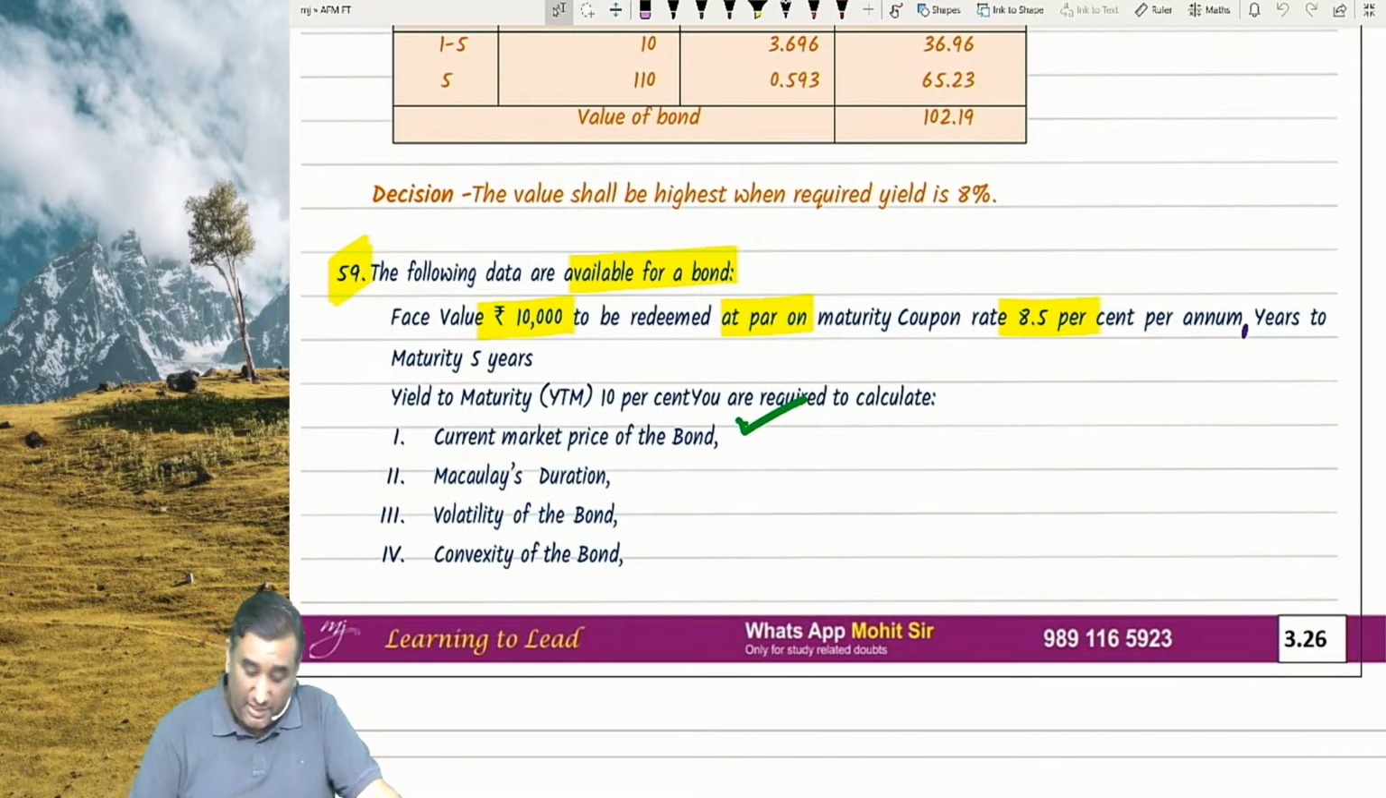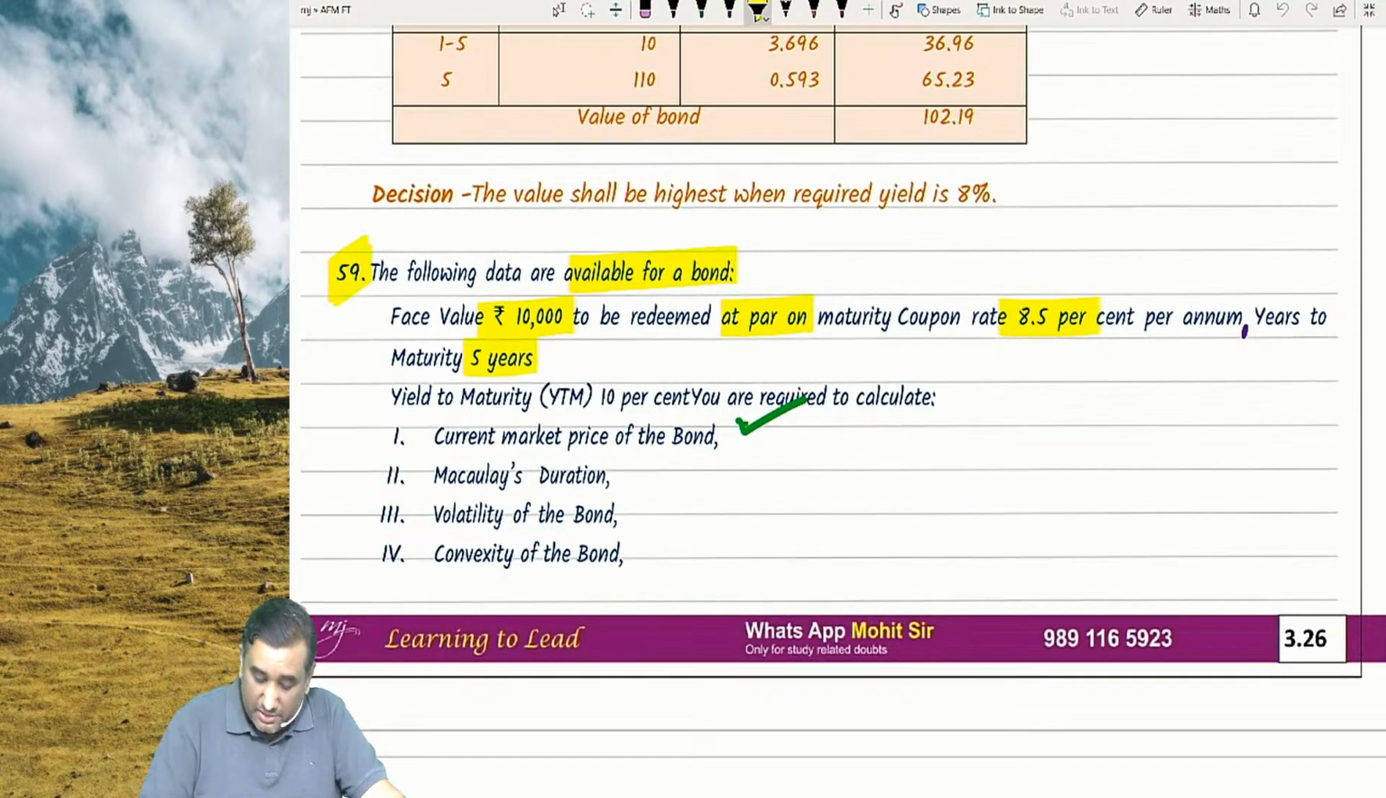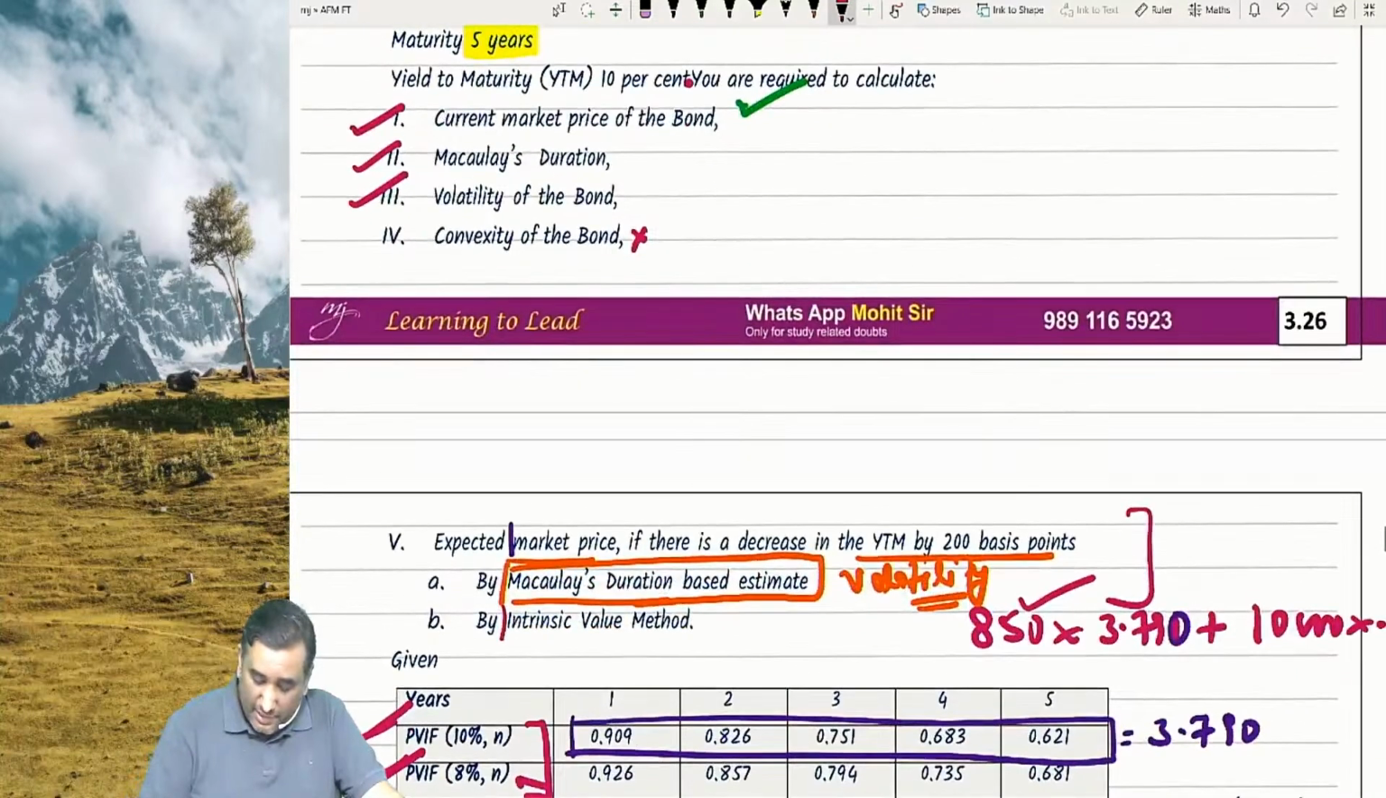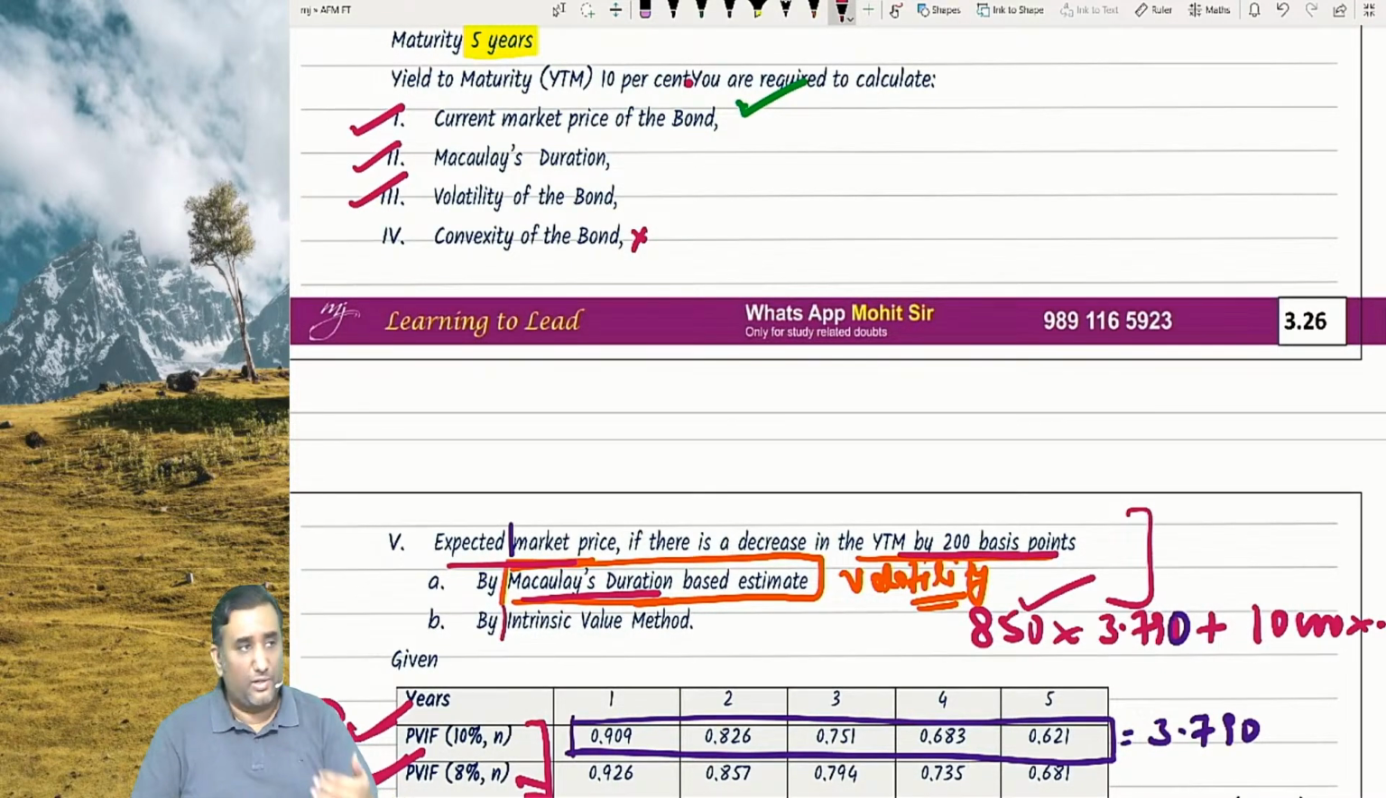When the question comes in exam, first reaction comes. It says face value 1000, redeemable at par, coupon 8.5, years to maturity 5 years, YTM is 10. You are required to calculate the current price of the bond. Can you calculate? Asking Macaulay's duration. Duration we can calculate. Volatility, convexity, we do not know. Expected market price if there is a decrease in YTM by 200 basis points by Macaulay's duration. Basically Macaulay's duration helps in volatility, and volatility helps in finding the change, a linear relationship. And second by intrinsic value.